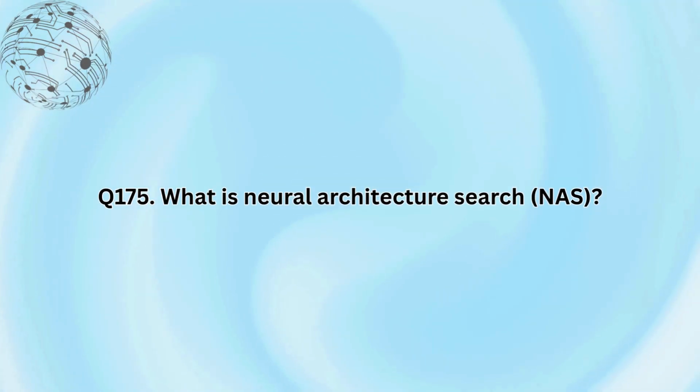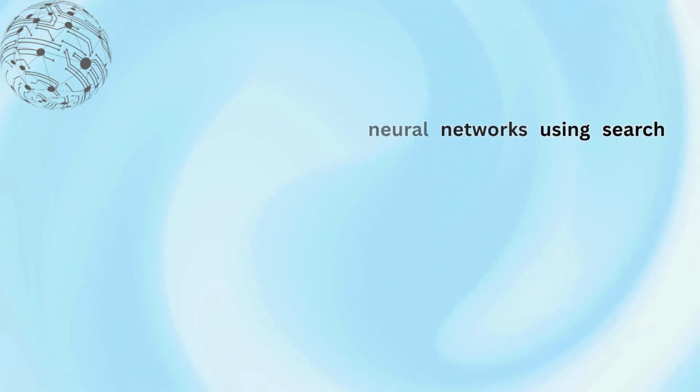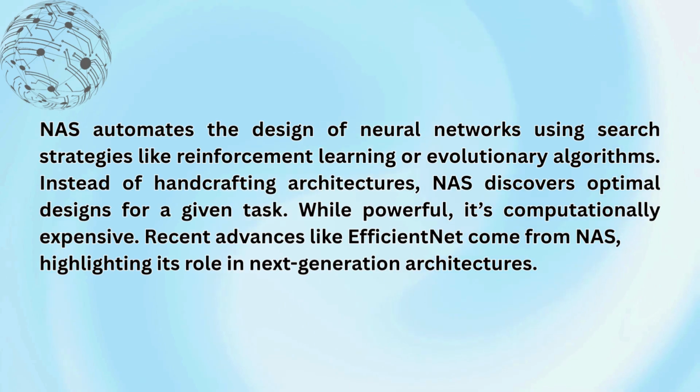What is Neural Architecture Search (NAS)? NAS automates the design of neural networks using search strategies like reinforcement learning or evolutionary algorithms. Instead of handcrafting architectures, NAS discovers optimal designs for a given task. While powerful, it's computationally expensive. Recent advances like EfficientNet come from NAS, highlighting its role in next-generation architectures.